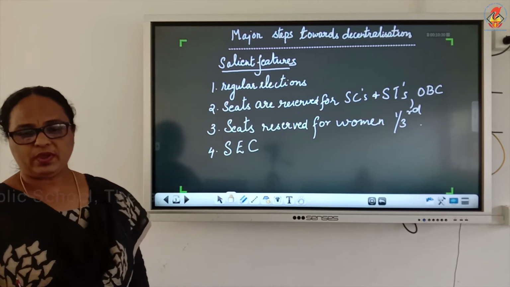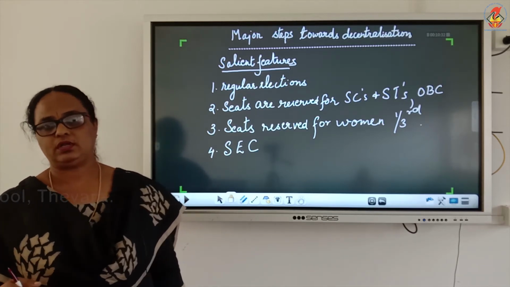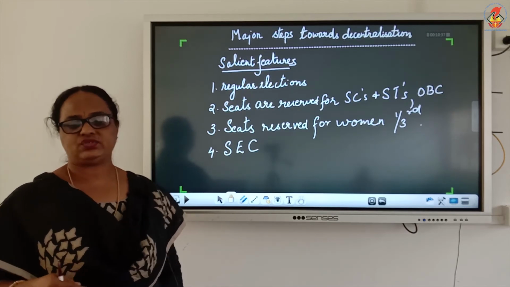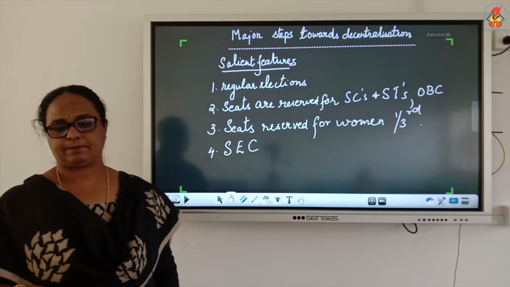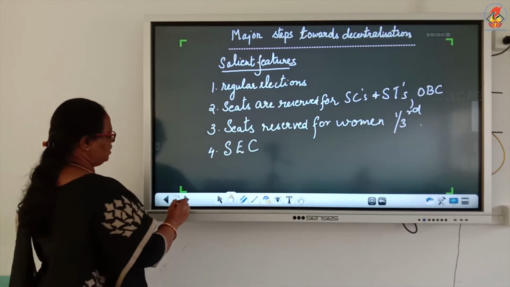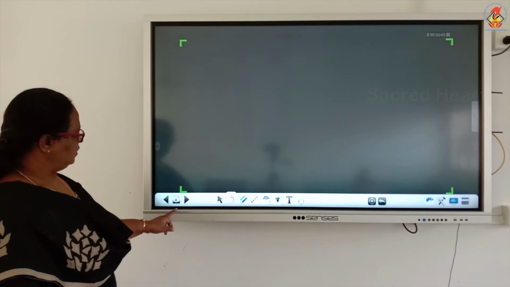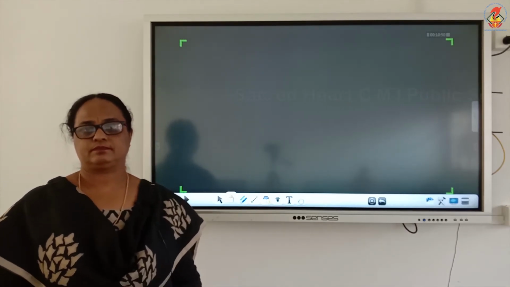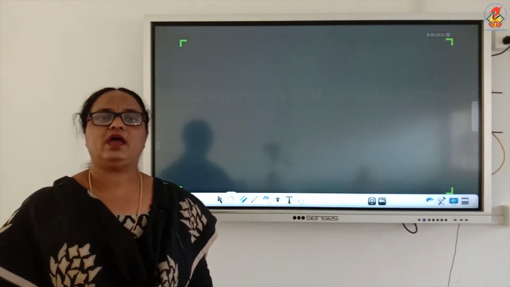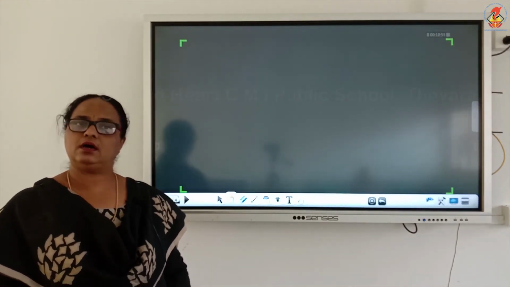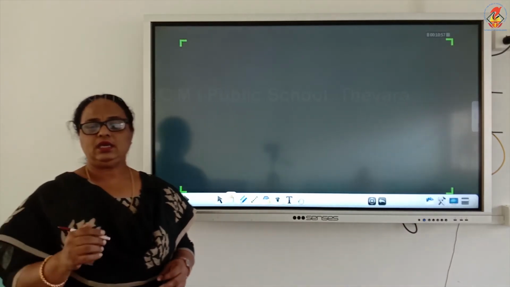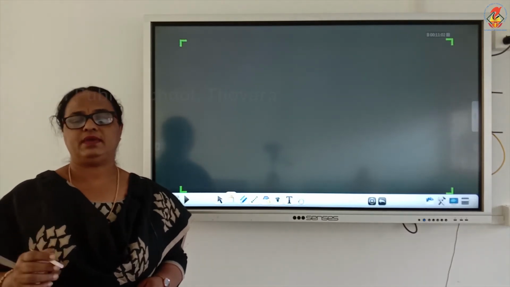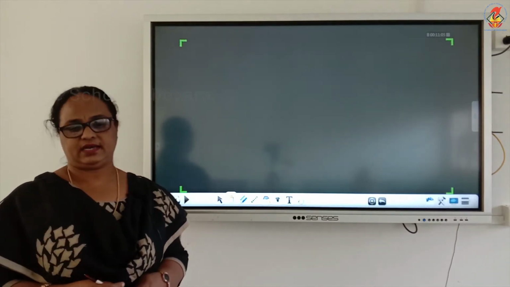Now, we know when we talk about the local body, we have local bodies both in the urban area as well as in the rural areas. Now, we are going into detail about the working of rural local government. Under the rural local government, popularly we call it the Panchayati Raj.